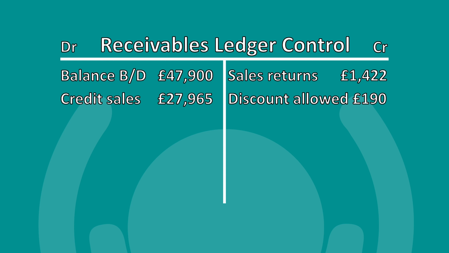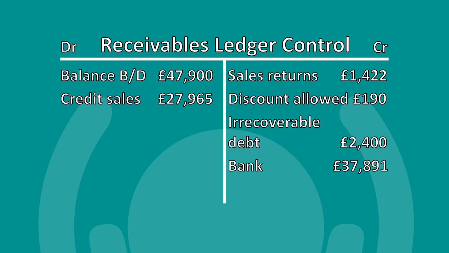Irrecoverable debts are where the business has made the definitive decision that the money will not be received from the customer, due to reasons such as the customer going into liquidation. This again will reduce the amount of money owed to the business and therefore be entered on the credit side of the account. Lastly, receipts from customers. Well, this would definitely reduce the amount of money owed to the business and therefore be entered on the credit side.